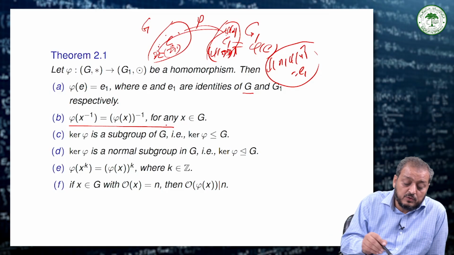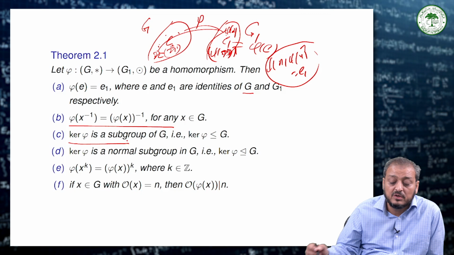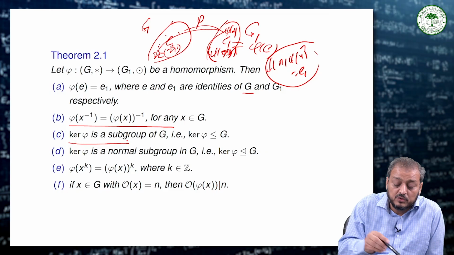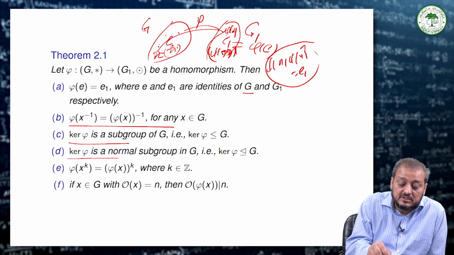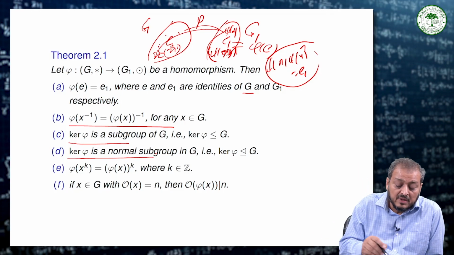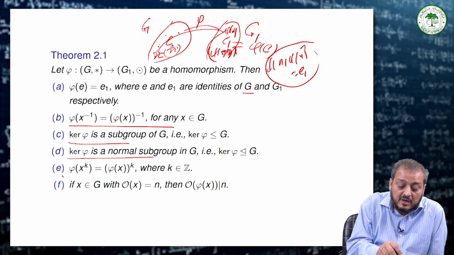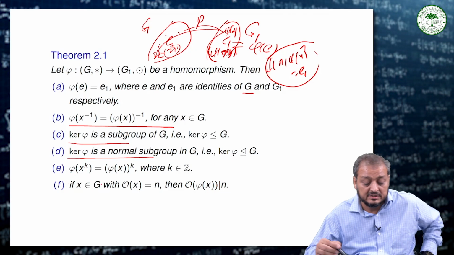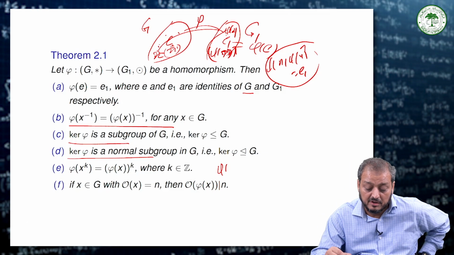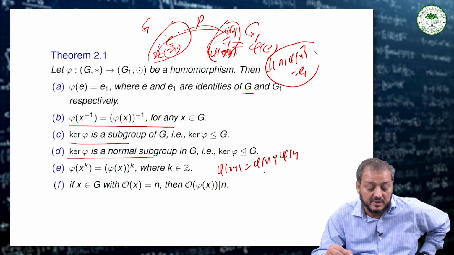And the third one: the kernel of phi is a subgroup of G. If it is a subgroup, then next we have to show that the kernel is a normal subgroup of G. Also, phi of x to the power k is the same as phi of x to the power k, because by the definition, if it is a homomorphism, phi of xy can be written as phi of x times phi of y.